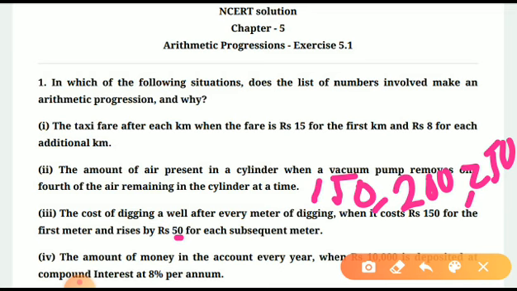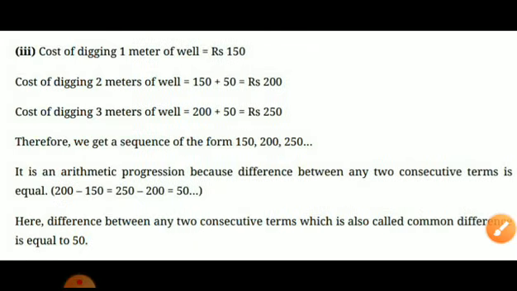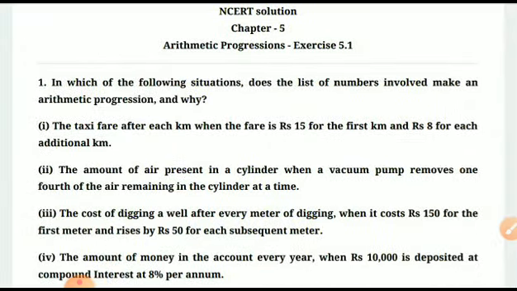So will the given sequence be in AP? Second term minus first term, third term minus second term. Check whether the differences are the same. Yes? Hence the difference between any two consecutive terms, that is, the common difference, we have got as the same, equal to 50, and hence it is in AP. Is that clear? Okay.